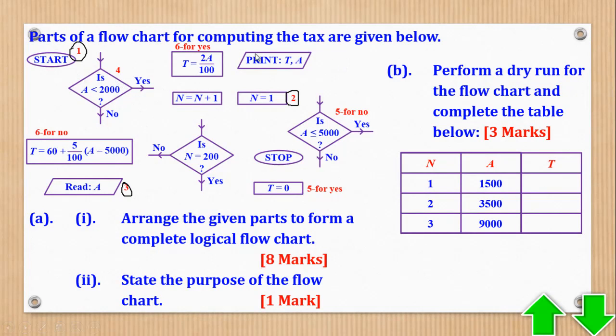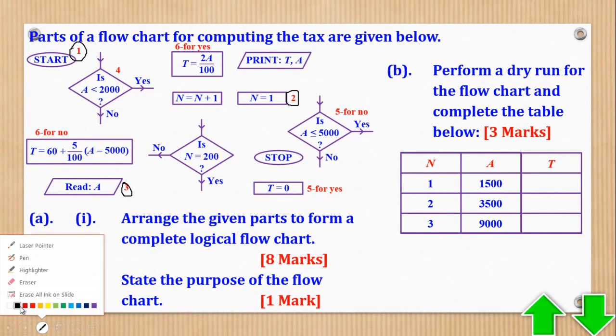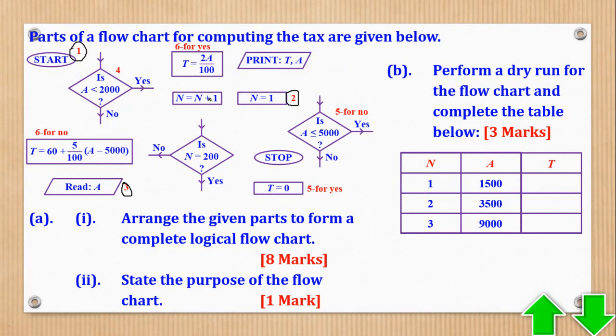So I look through, I'm now left with how many boxes? There's a box of print, increase the number of people, to find out whether the number of people I want maximum has been reached, and also stop. Now, after calculating the tax, I expect you to write it down, so the next will be printing. And after printing, I'll ask, have I reached the maximum? And here it has yes or no. If I've not yet reached, I'll go to increase. If I've reached, I'll stop. And I think we have labeled all our boxes.